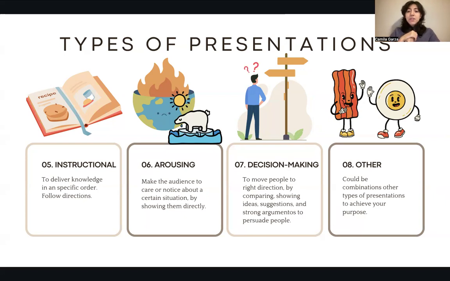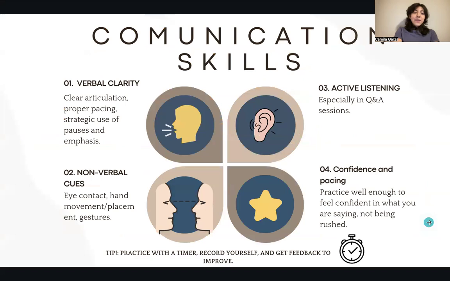We have the decision making, which is to move people in the right direction by comparing and showing them ideas, suggestions, and strong arguments so they can follow the right path and we can persuade them. And then we have other, which are combinations of other types of presentations to achieve one purpose. For example, decision making and persuasion, which is to give them the right path or achieve your purpose. Just an example.